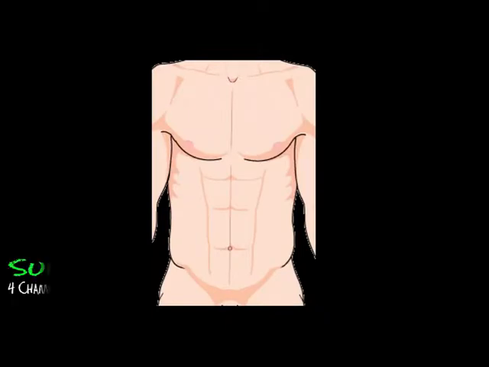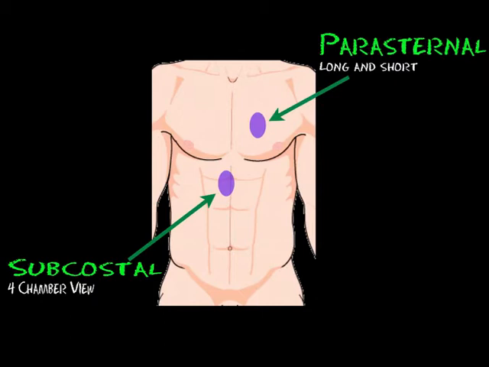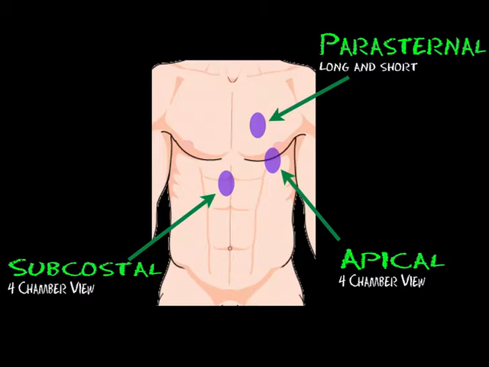Where do we put the probe? Well, there's the subcostal 4-chamber view that we're very used to, as well as the parasternal long axis that we're very used to from cardiology. With the trauma exam. But looking in the parasternal short and at the apical 4-chamber, that's something that we're definitely going to want to focus on in this lecture as well.